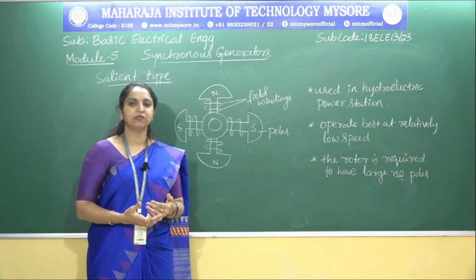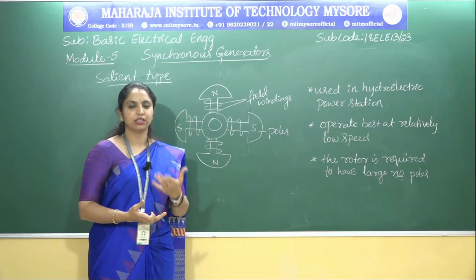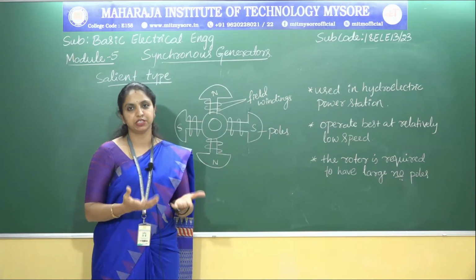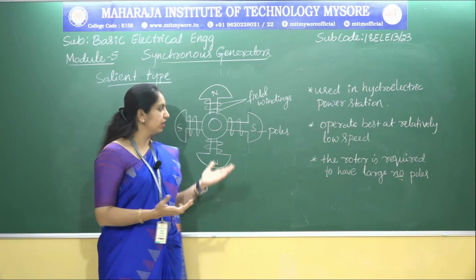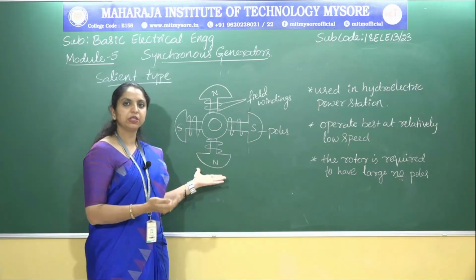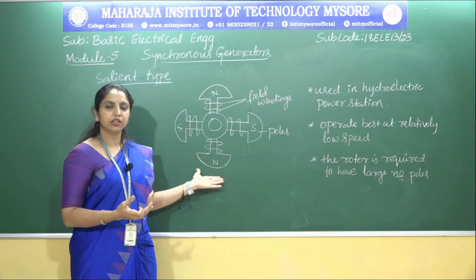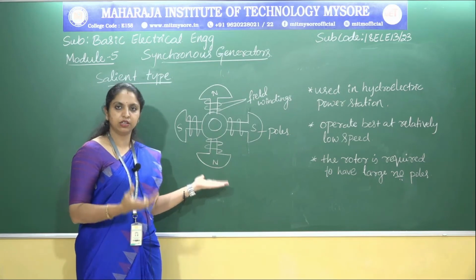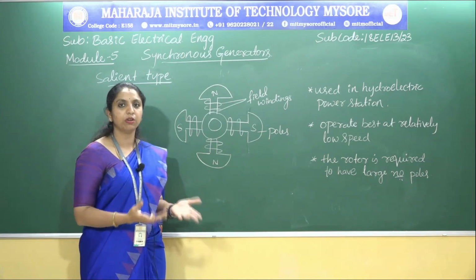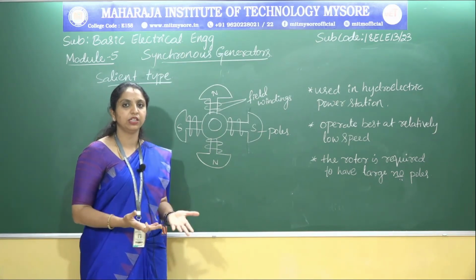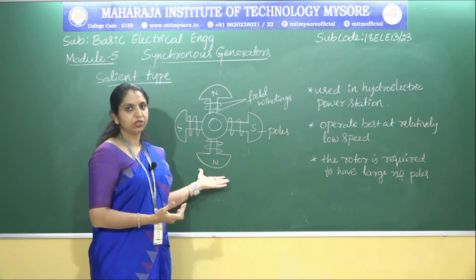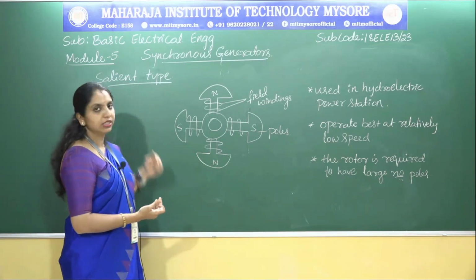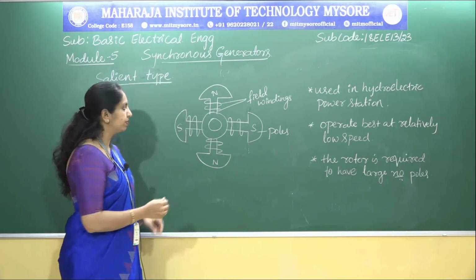And the next type of rotor is the salient type. As I have already indicated, salient means projected. So you can compare the given figure with the previous figure. Earlier in the previous figure, that is the non-salient type, the poles were not projected, the poles were not seen, but here the poles are projected. So that is why it is called the salient type of rotor.